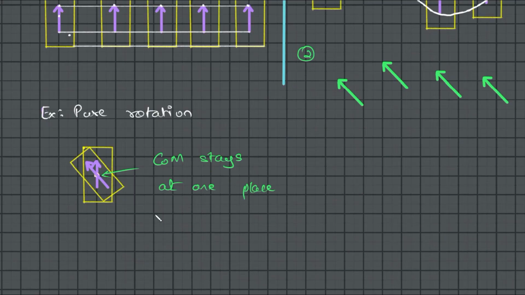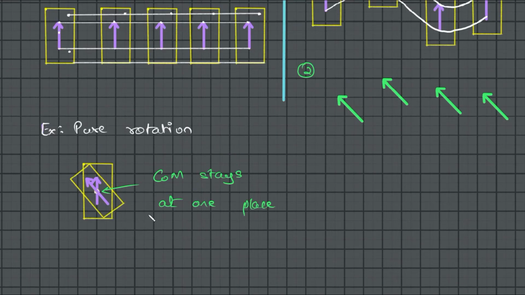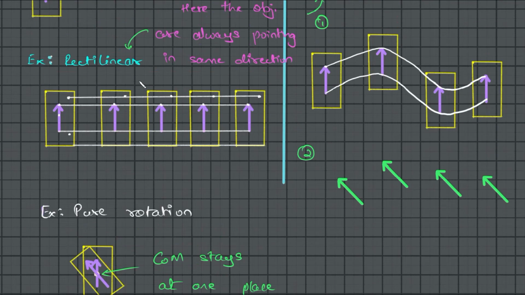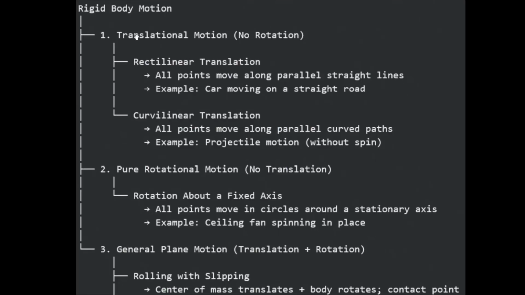While in rotation, what happens? In pure rotation, the object stays there. It keeps going round and round. Examples are what you can see around. What is the best example? A fan, right? The best example for pure rotation is a fan. So the difference between translational motion and pure rotational motion has to be very clear.